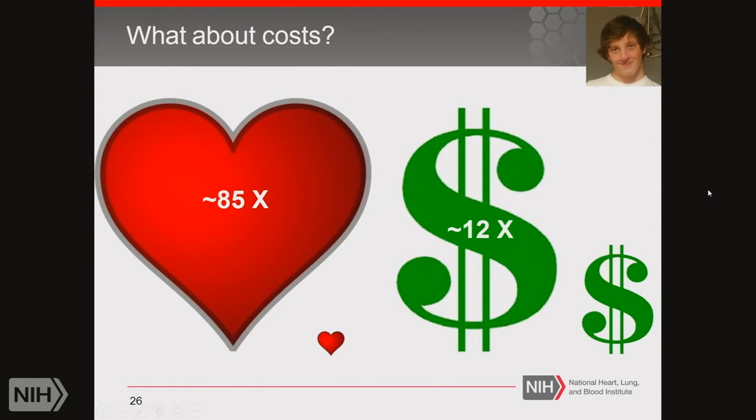So what about costs? I don't know if this is to scale, but there's about 85 times as much heart disease in adults as in children. And yet, if you look at the hospital costs alone, never mind the societal costs, the costs of early death, the opportunity costs, cost of families, just the hospital costs are only 12 times as high for adult heart disease as pediatric. So there's a very disproportionate cost burden related to congenital heart disease.